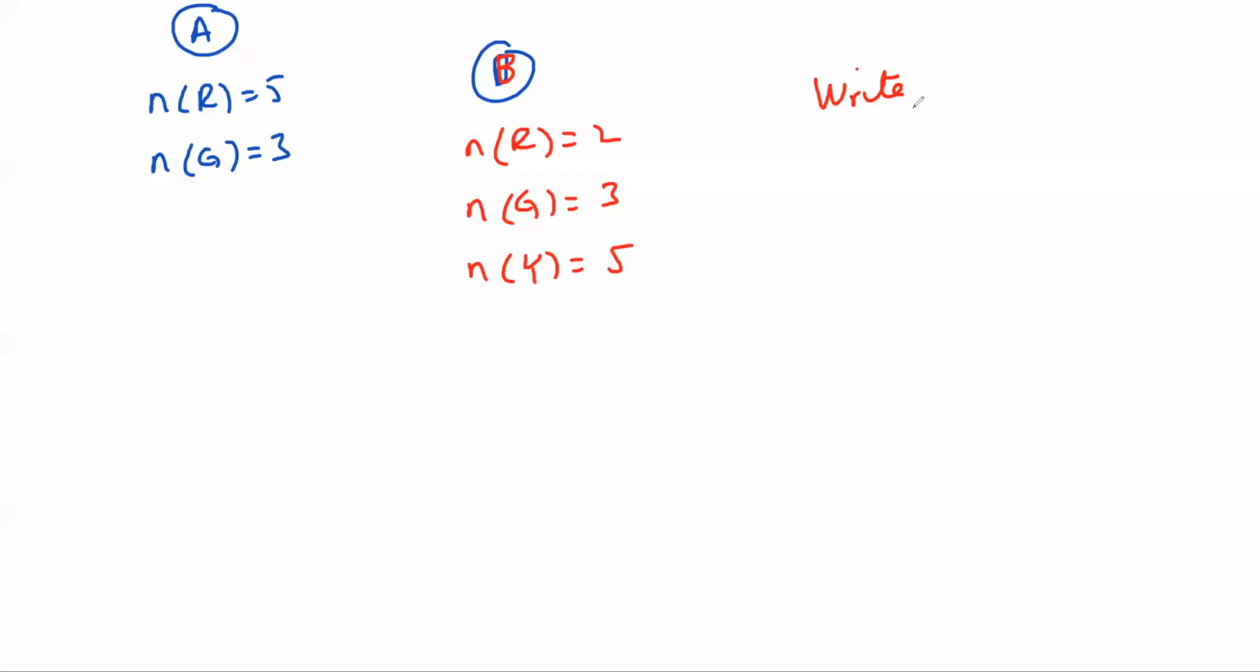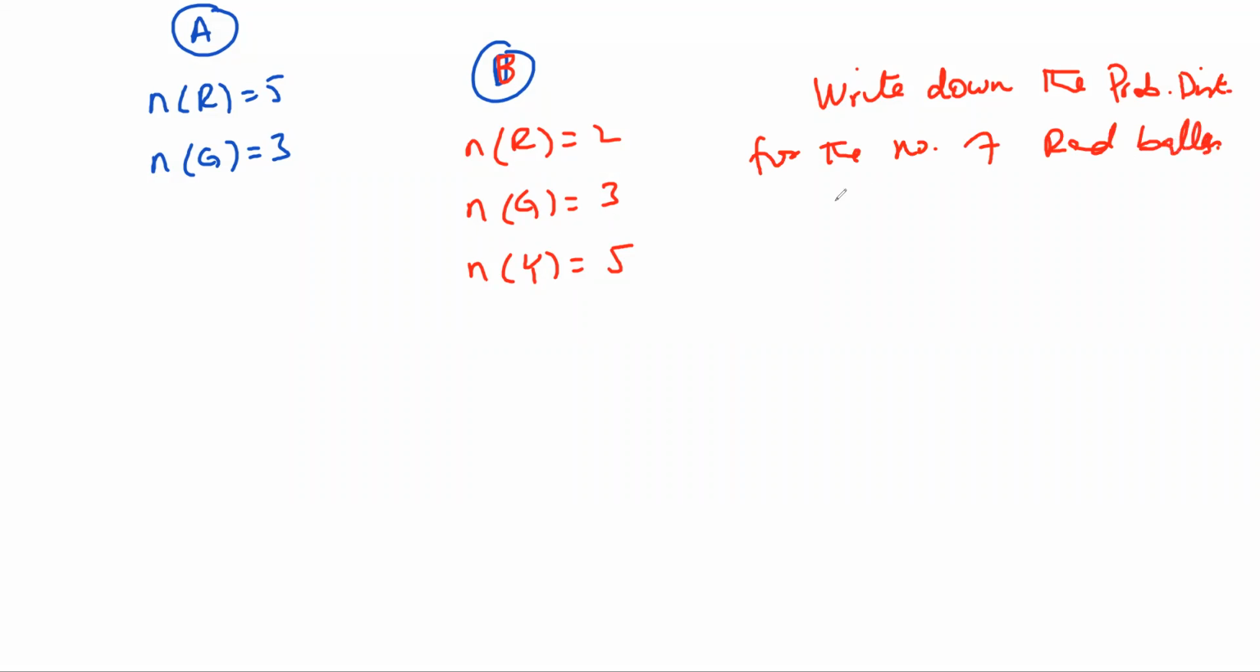You will be doing it in the meanwhile. I'm writing this question over. All of you, write down or draw the probability distribution for the number of red balls. You pick a ball from box A and then you pick a ball from box B. Then you have to make that probability distribution for the number of red balls. Please do that quickly.